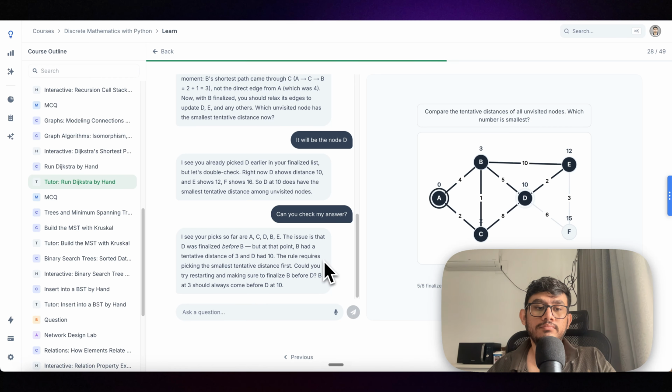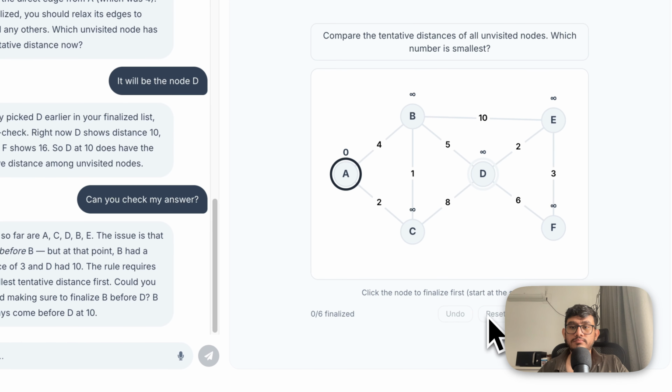I see your picks so far are A, C, D, B, E. The issue is that D was finalized before B, but at that point, B had a tentative distance of 3 and D had 10. The rule requires picking the smallest tentative distance first. Could you try restarting and making sure to finalize B before D? B at 3 should always come before D at 10.